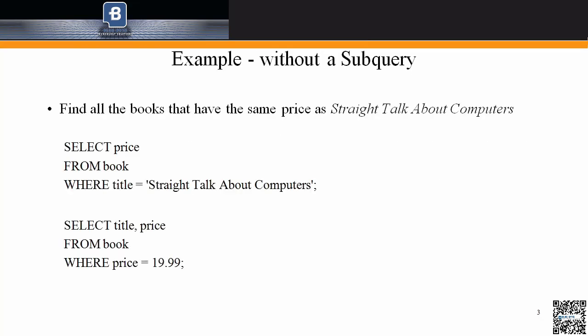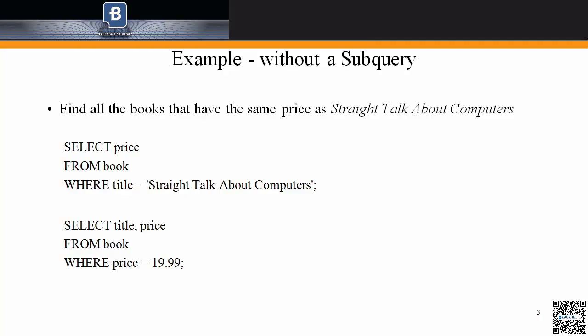Let's start without a subquery. We're going to have a book. We're looking for the book that has the same price as the book called Straight Talk About Computers. Now, if you didn't know anything about subqueries, you would run this first statement. Give me the price: select price from book where title equals Straight Talk About Computers. We take out our handy little pencil and we'd write down $19.99. And then we'd run the second select statement: select title and price from book where price equals $19.99. And that would bring us all the books that had that same price as Straight Talk About Computers.